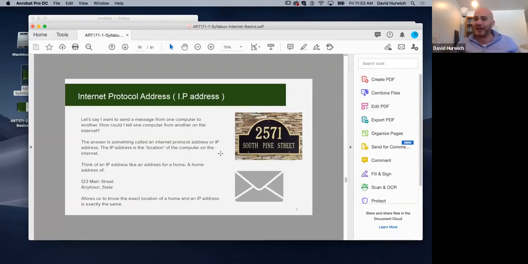I want to talk about something called an IP address. An IP address, also known as an Internet Protocol address, is the location of a device on the internet.